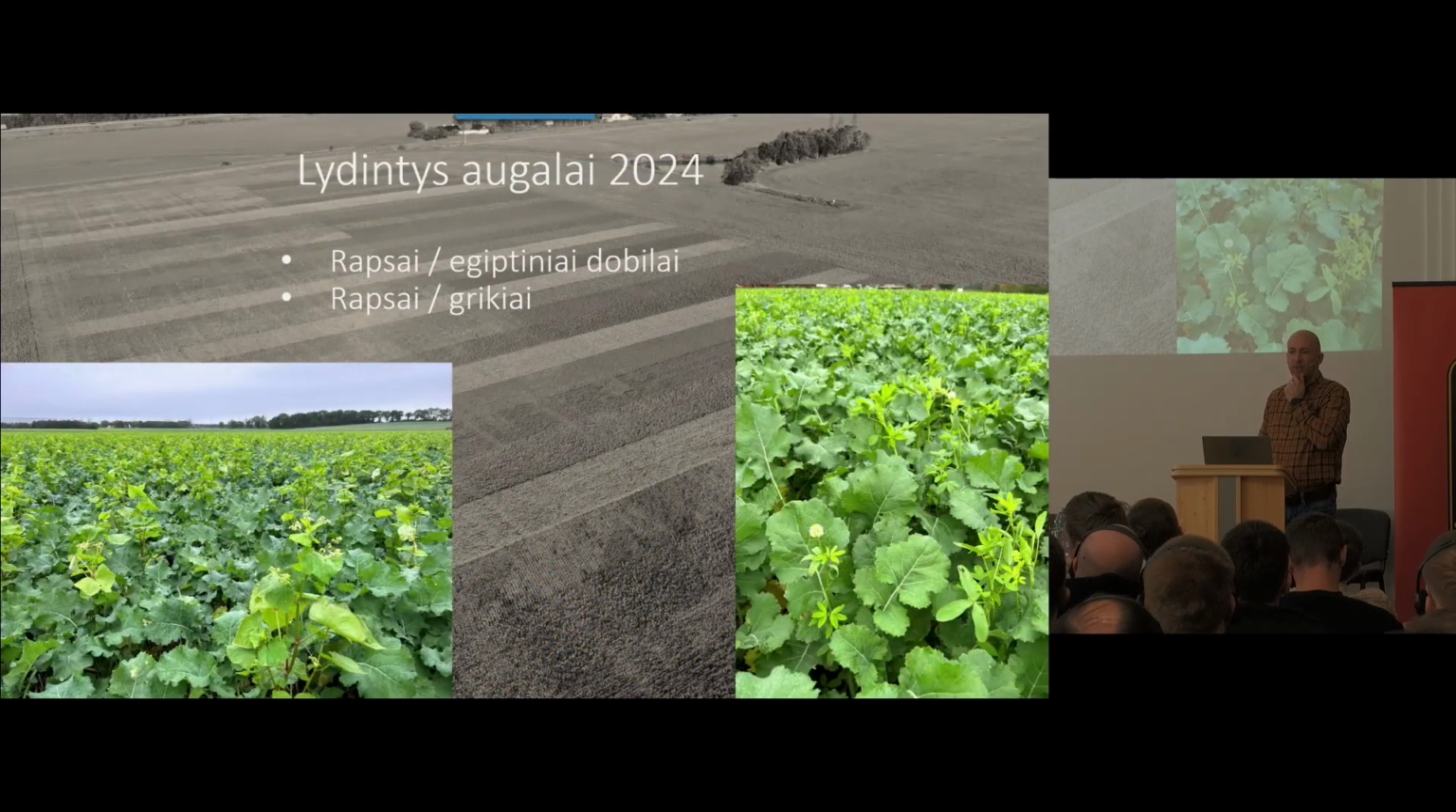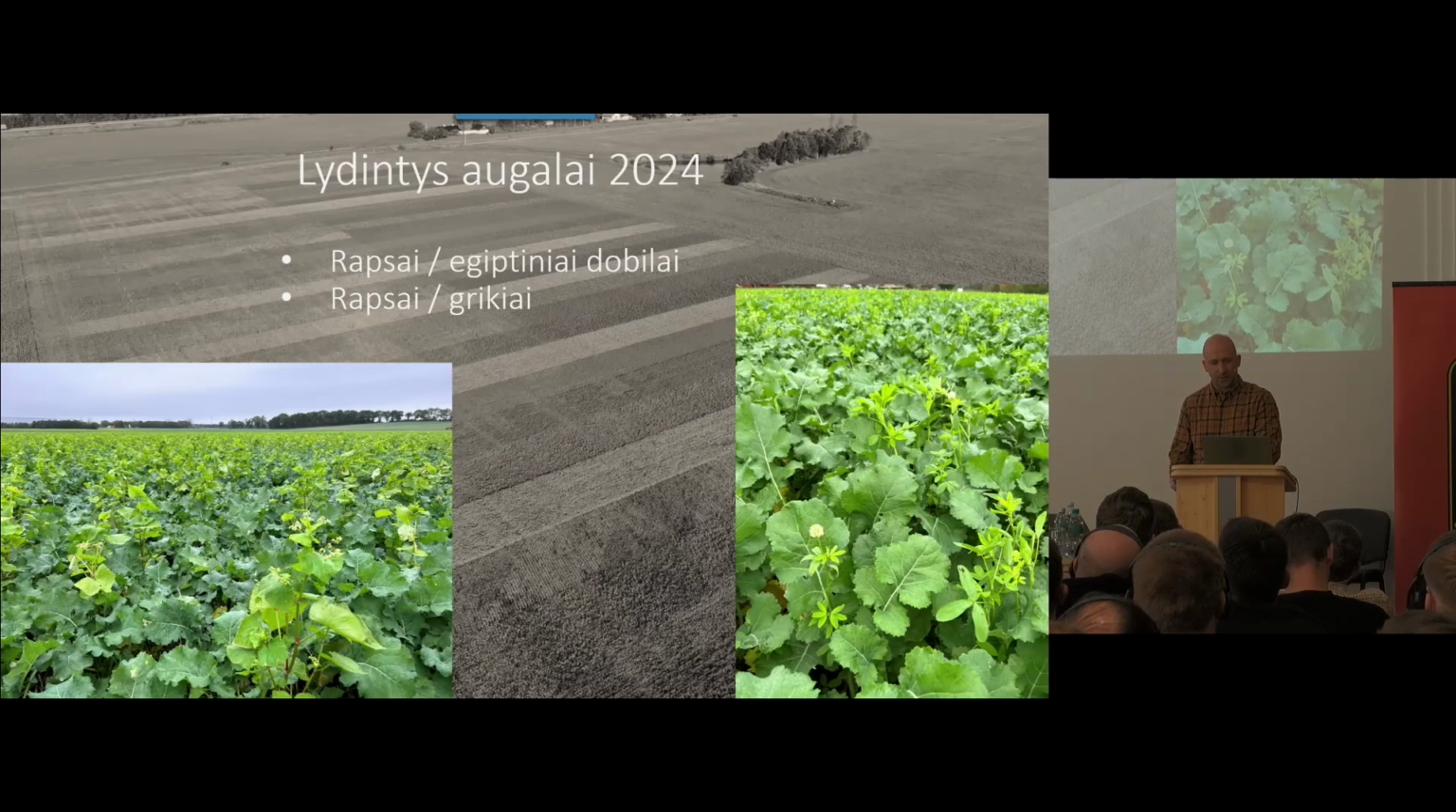And this is another way. In 2024, we tried one part of the field with rapeseed and Alexandrine clover, and one part with rapeseed and buckwheat. And the clover is the easiest one because it's the same size as the rapeseed. So they're very easy to mix in larger quantities as well.